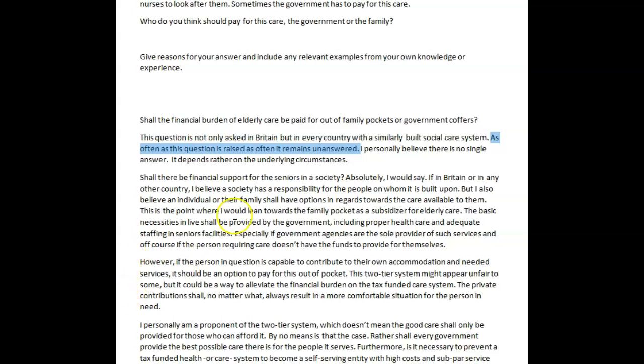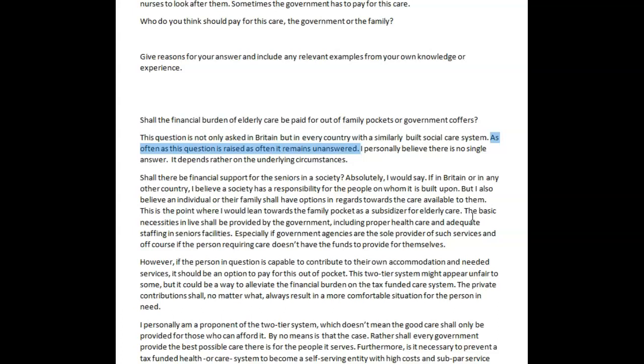Look at what you wrote here. You said that society has a responsibility for its people. Okay. Then, however, individuals are responsible for the family and blah, blah, blah, the family should pay. And then you go back to government. So this was rather confusing. I really think you need to have one central idea, all right?